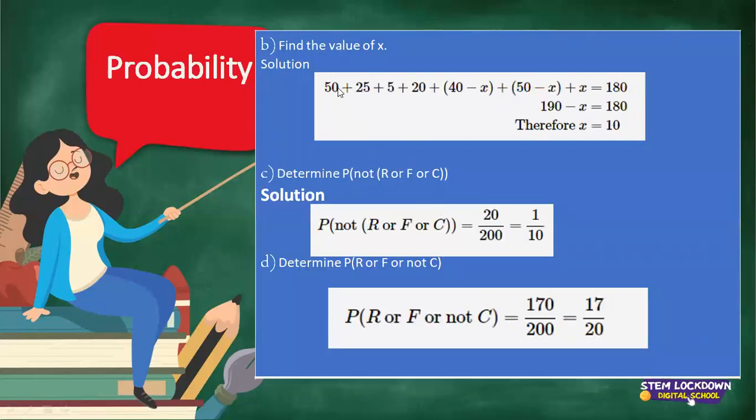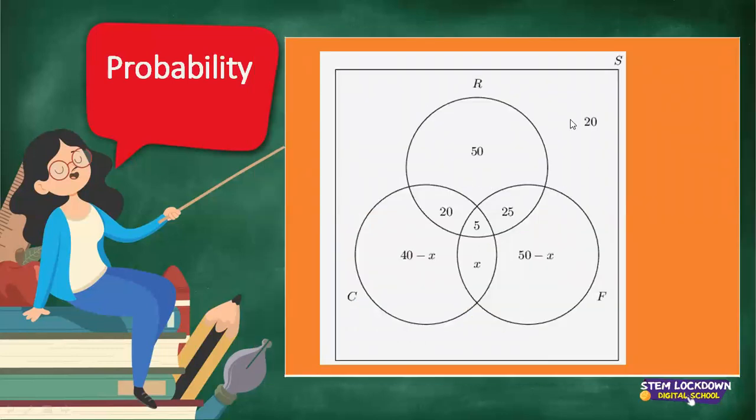So we'll say 50 plus 25 plus 5 plus 20 plus 40 minus x plus 50 minus x plus x. So everything equals 180, excluding the 20. If you include the 20, then you equate it to 200. So without including the 20, all these three will add up to 180. But when you add the 20, then you must equate it to 200.